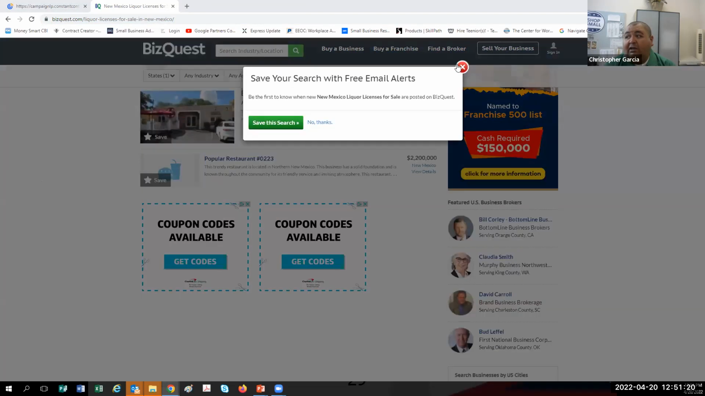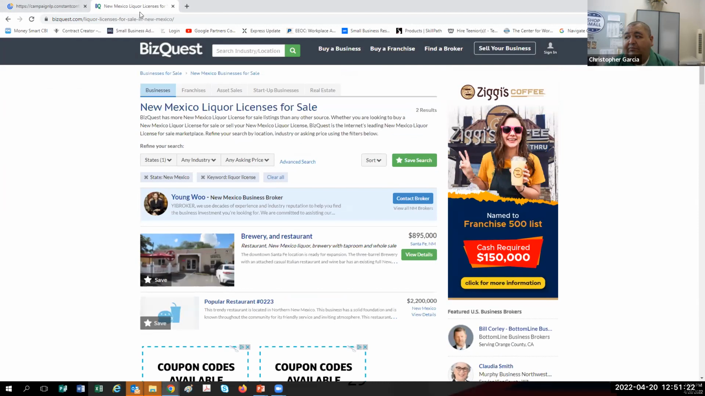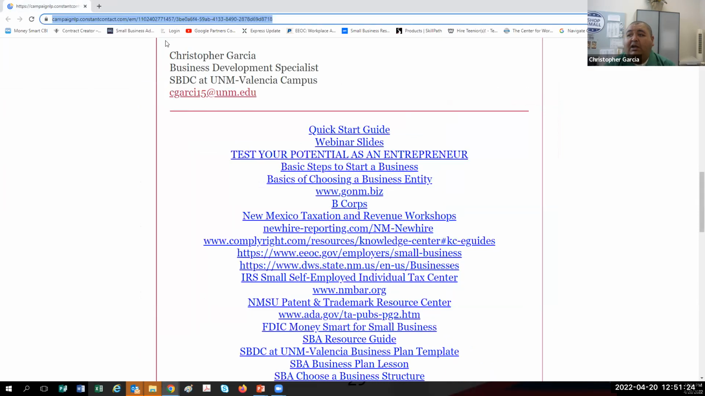I could give you a hot tip now. The Sheriff's Posse in Belen, they may be interested in selling their liquor license. Keep that in mind.